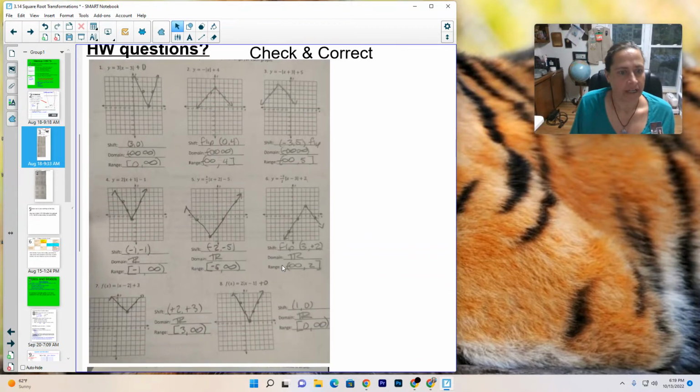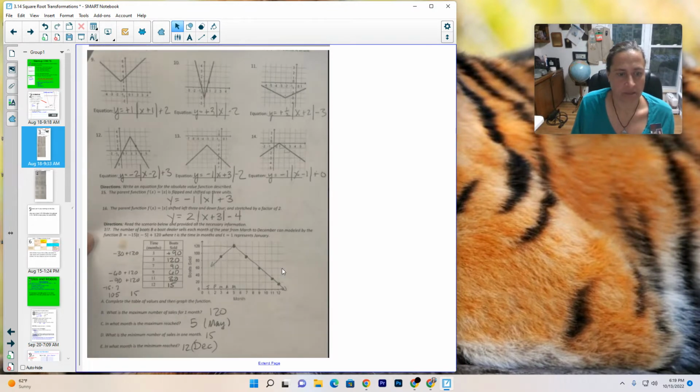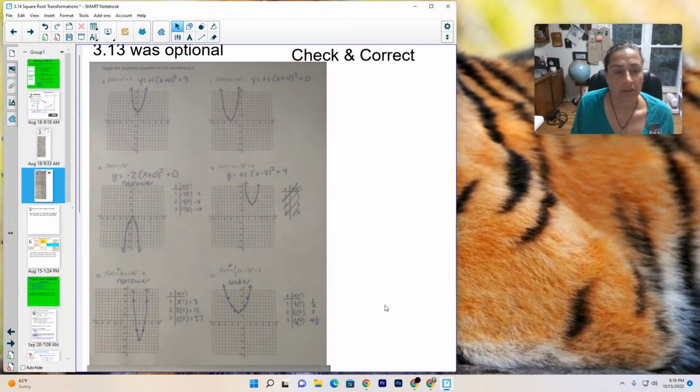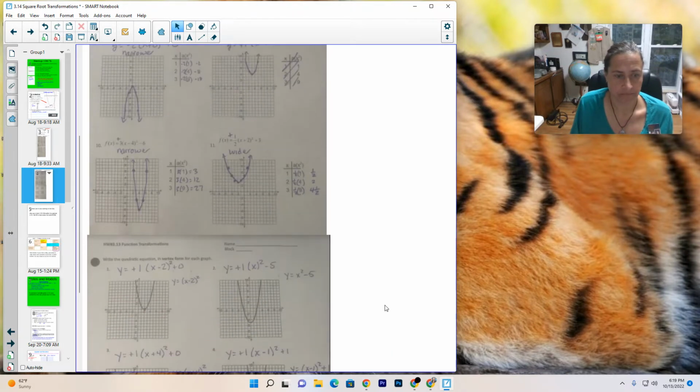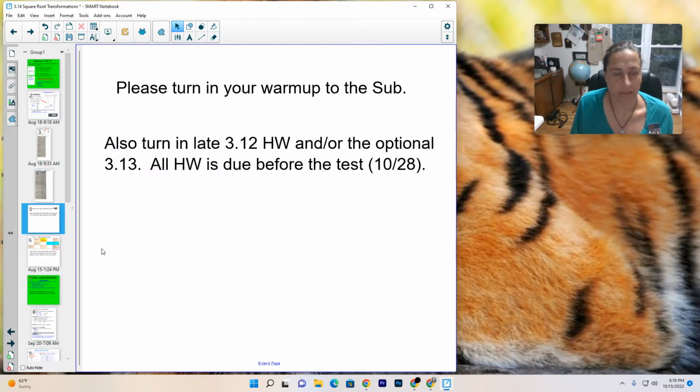And if you didn't already correct or turn in 3.12, here are the first set of answers. Again, pause, make corrections. And here's the backside. Pause, make corrections. And then if you chose to do 3.13, which was optional, then pause and make corrections. Please pause and make corrections. That's the backside. All right, now pause again.